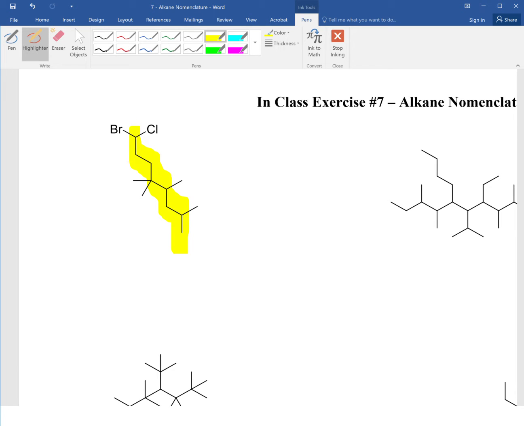The second step becomes determining which direction we need to number it. And as with any alkane question like this for nomenclature, we always have two choices. So the first set of numbers, which I've put in green, or this second set in gray.